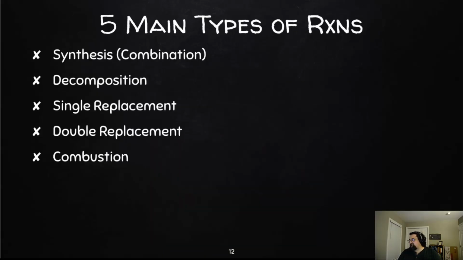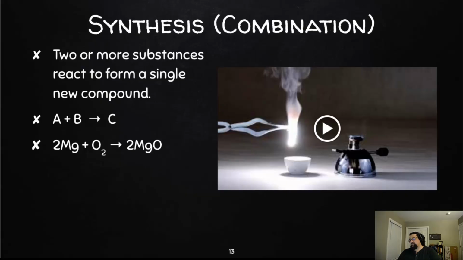All right, so there are five main types of reactions. There's synthesis, decomposition, single replacement, double replacement, and combustion. All right, synthesis is also known as combination, and so we'll get into that. All right, so in synthesis, two or more substances are going to react and they're forming one new compound.